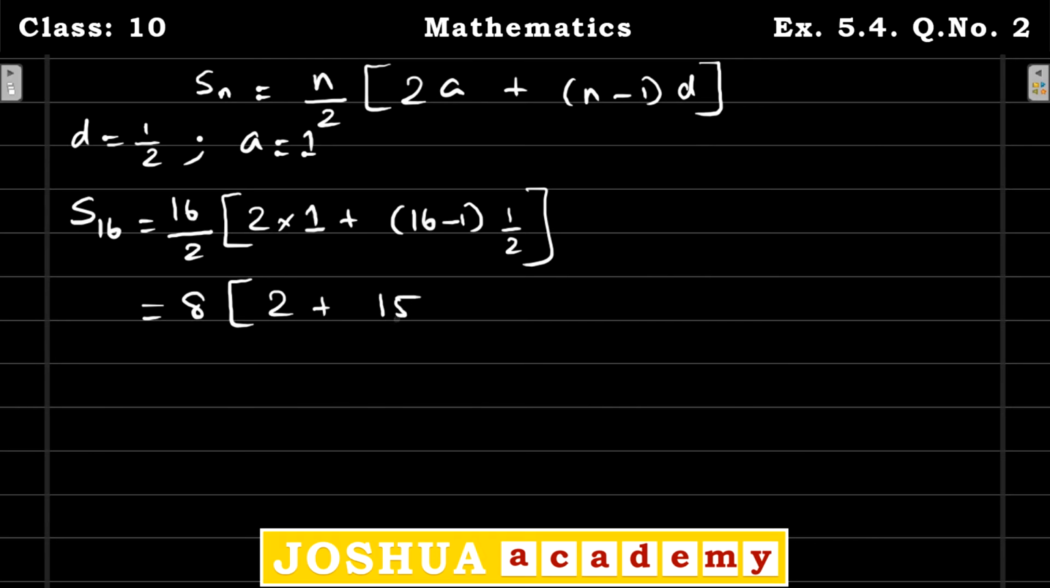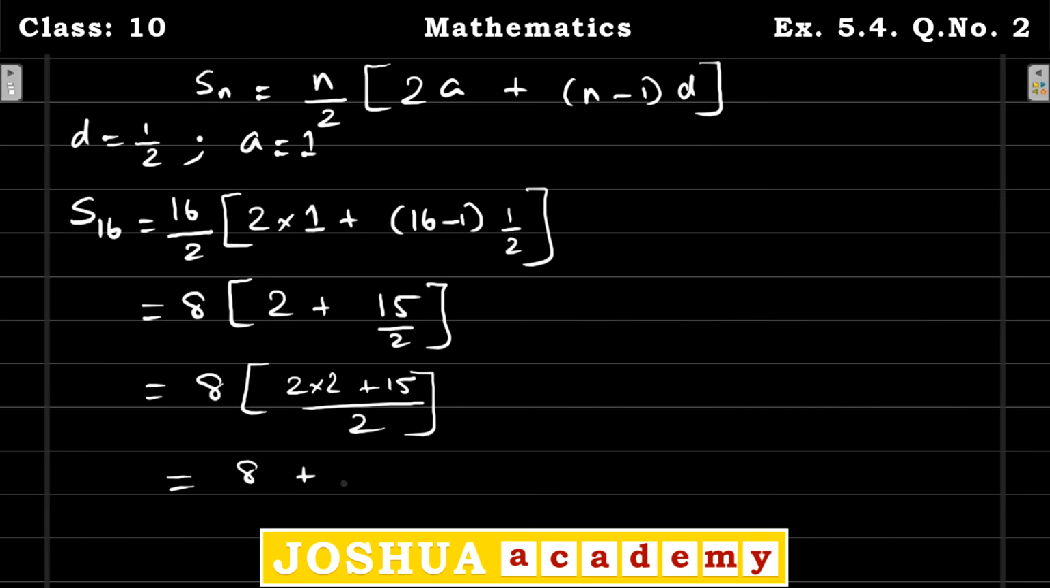2 plus 15 upon 2. We take the LCM in this process, take common number 2. That is equal to 8 times 4 plus 15 upon 2, that is 19 upon 2. We cancel this one: there are 4 2's here, so it cancels. So what are 4 19's? 4 20's are 80, so 4 19's are 76. Okay, so S16 in the first case is 76.